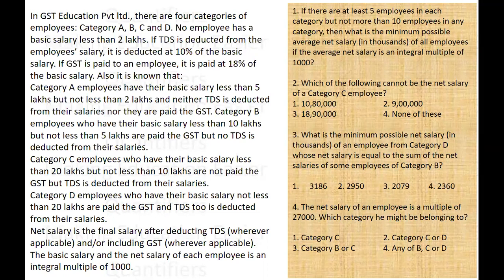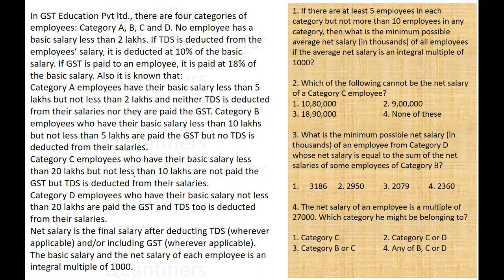Similarly, category B employees have their basic salary less than 10 lakh but not less than 5 lakh, and they are paid GST but TDS is not deducted from their salaries. Similarly, for C, they have salaries between 10 and 20 lakhs, and they are not paid GST, but TDS is deducted. And for category D, the basic salary is not less than 20 lakh, and they are paid GST, and TDS is also deducted.